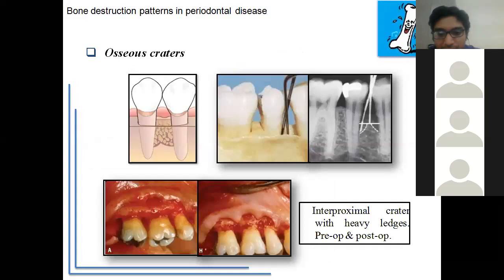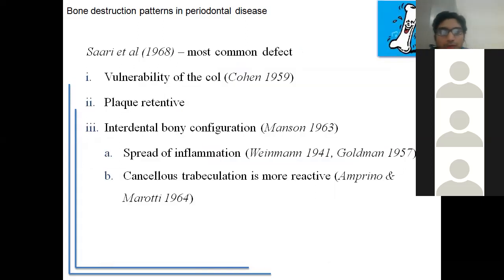These are osseous craters, which I already told. Now these craters are very common. What is col? Can anyone tell what is col? And why is the col more prone to spread of infection? Why? What is the significance of the col?